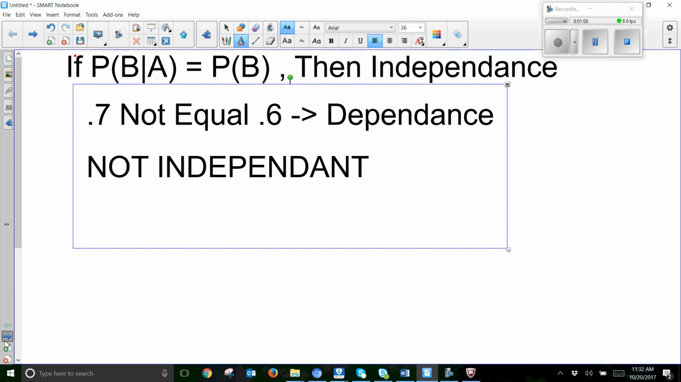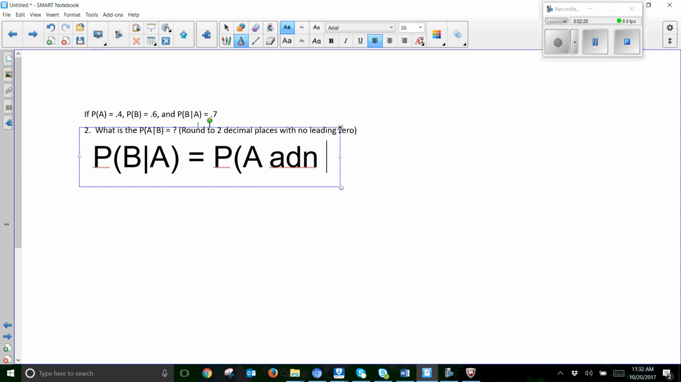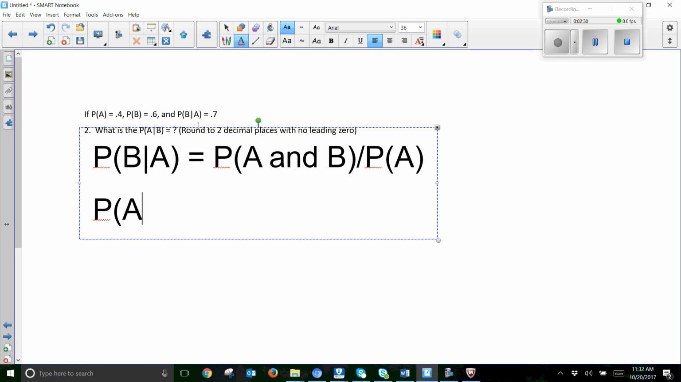Alright, for the second problem, now we have the probability of A given B. So we have this thing that the probability of B given A is equal to probability of A and B divided by probability of A. Okay, and we also have the probability of A given B is equal to the probability of A and B divided by the probability of B.